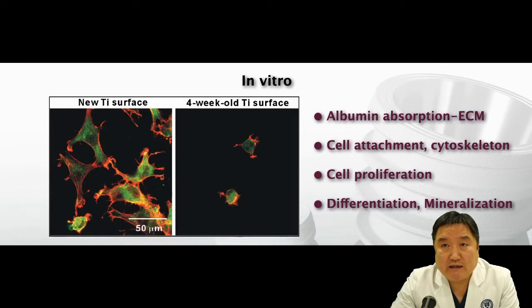This biological aging process cannot be explained by hydrophilicity alone, but also by many other characteristics of the titanium surface, like albumin absorption, cell attachment, cell proliferation, differentiation, and mineralization. All these good properties will be diminished. So there is a lot of evidence of biological degradation of the titanium surface to the cell and cell protein at in vitro levels.